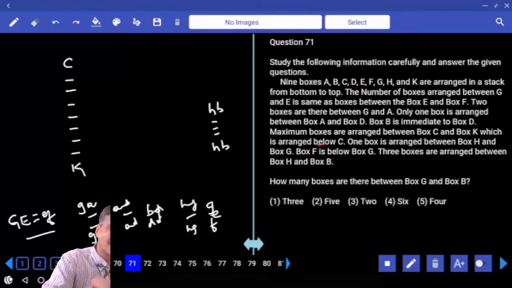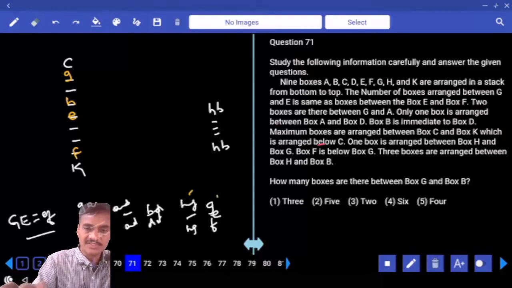And what is the next case we have? If you have G at this place, then 2 in between G and E, and 2 in between E and F. And if G, E and F here, in between H and G there must be exactly 1. H is here. Now if H is here, H and B, there are exactly how many? There are 3. And 3 in between H and B is not possible. Here also it is not possible. Hence this case is not possible.